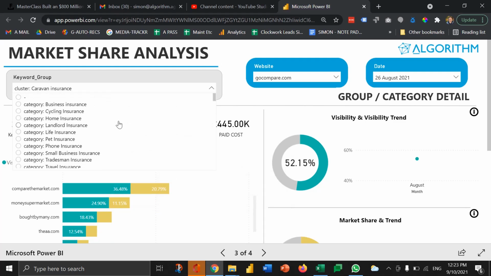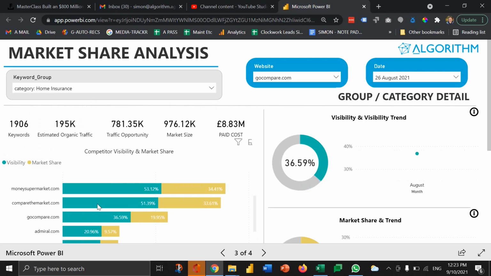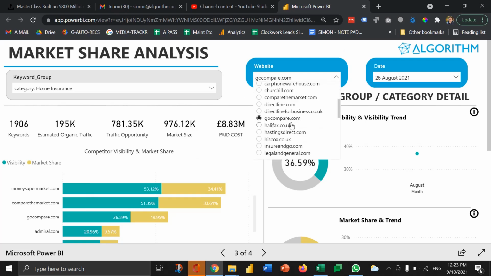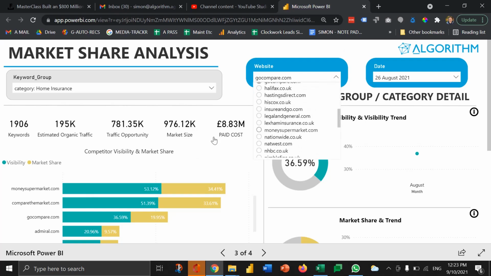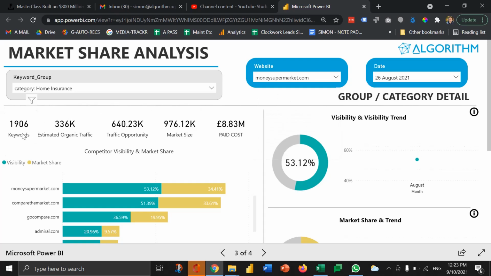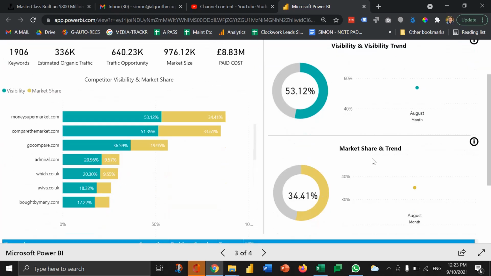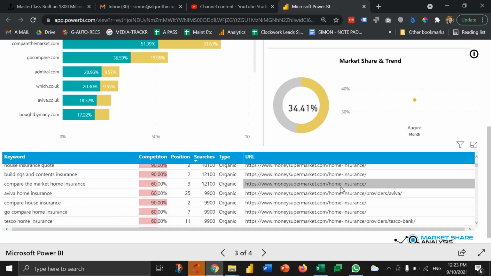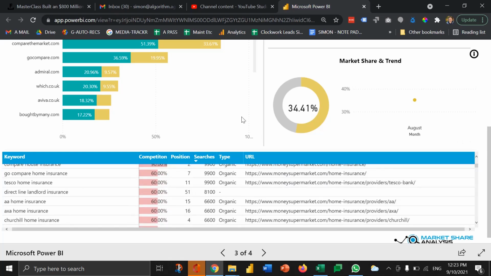Now let's pivot to a different one, so home insurance. So the leader here might be Money Supermarket. Or compare the market. So if we want to surface what their strategy is from a content perspective, we can then just pivot the data to MoneySupermarket.com. We're now dealing with 1,900 keywords. It's quite a big topic. And then down the bottom here, we can see exactly what keyword is being ranked in what position against what volume with what type of content search result in the Google listings, and then particularly what that piece of content is on that competitor's website. So you get the idea now.